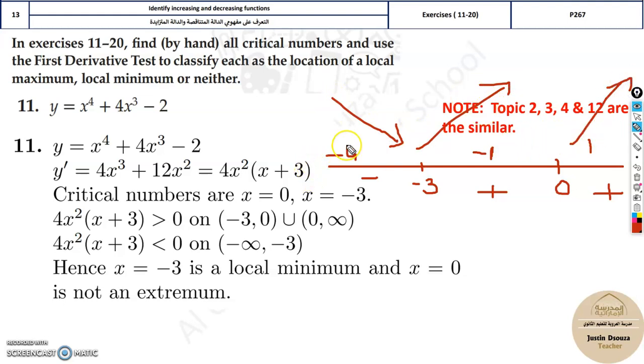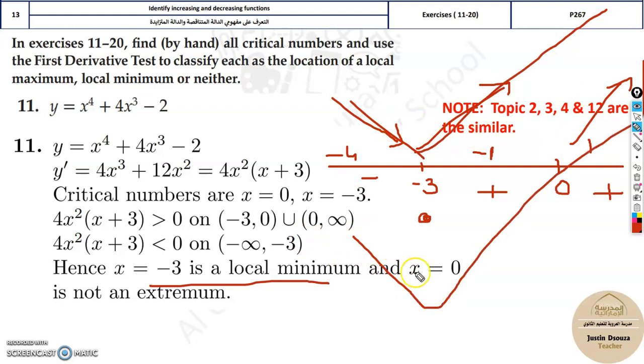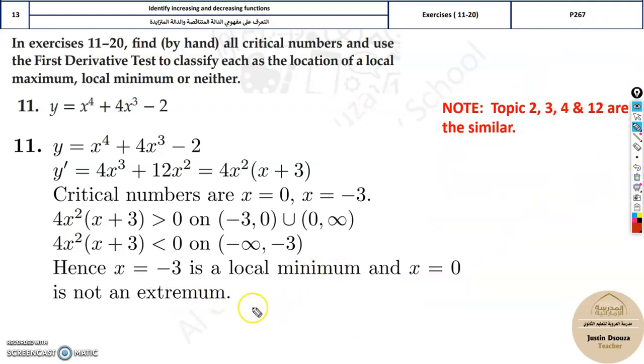So what you understand over here is there is a minimum point at minus 3. Minus 3 is a local minimum. You can see over here why? Because it dips, and then it goes up. So the graph will be something like this and it just goes on up. So x equals 0 doesn't have a maximum or minimum, so it is not an extremum. Why? Because it's not changing. Only when it changes sign can you write this as maximum or minimum.